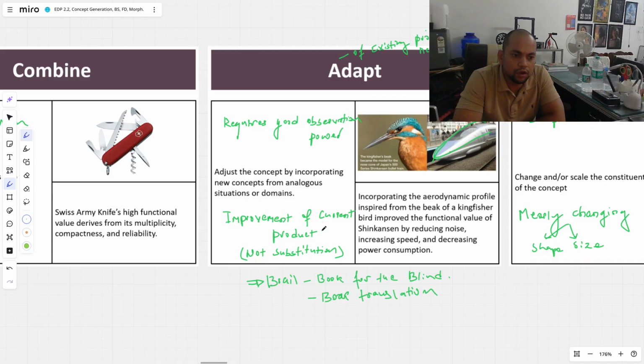So here you have to understand that we are not thinking of substituting the product. We have not thought in this example of that radical an idea that we are not going to use the train itself now, we are going to use the plane. So the things are not that radical here.